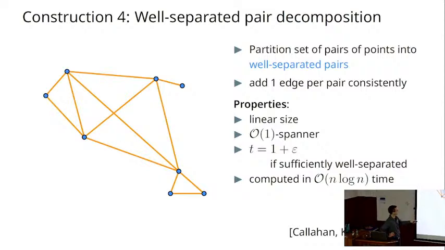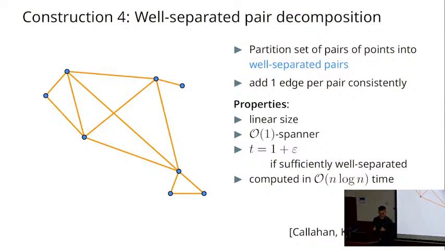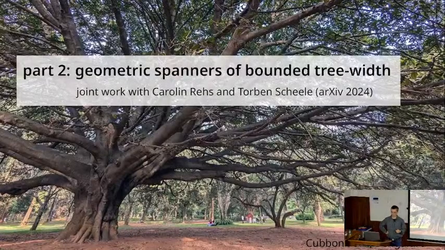So this should simply say T-spanner. And if you make your well-separatedness separated enough, you get 1 plus epsilon. And the interesting thing is that it is very fast to compute. So that's my general introduction to spanners. Now let me start talking about new things.